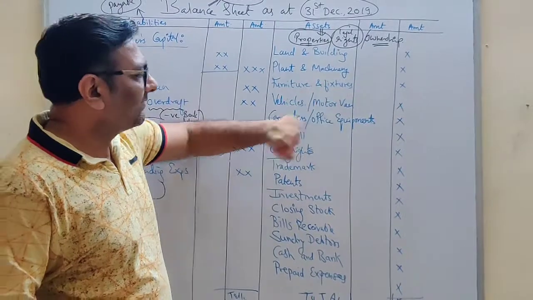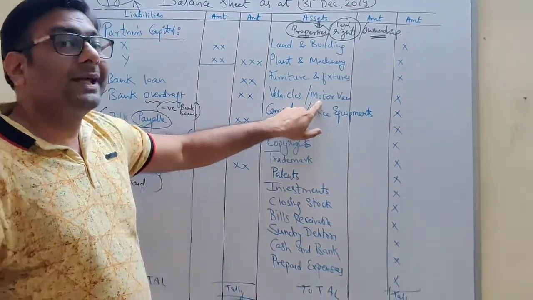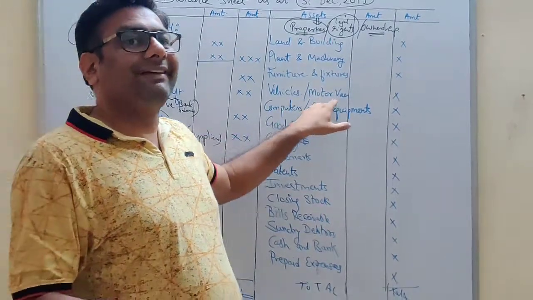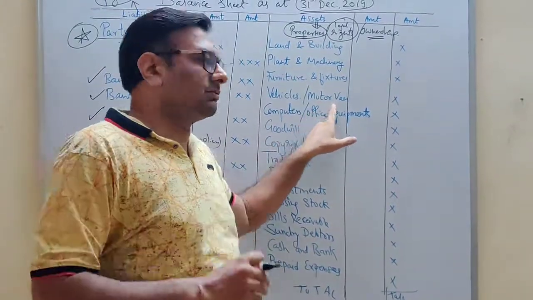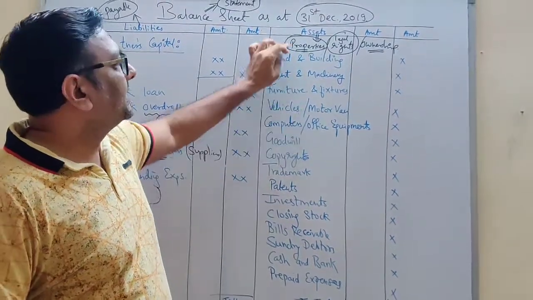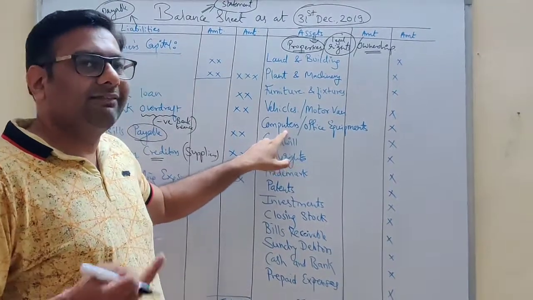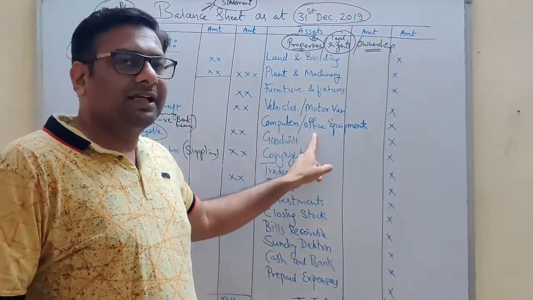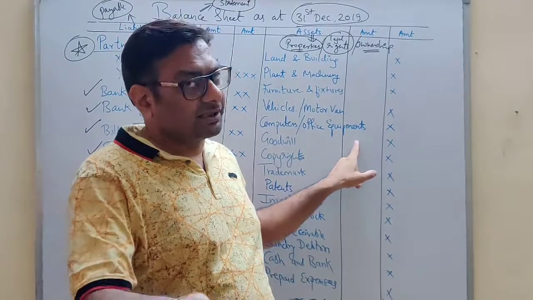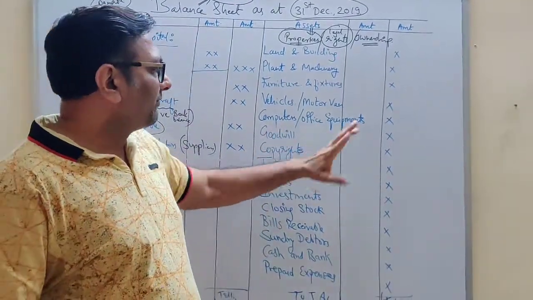So furniture and fixtures. Then we have vehicles, which may also be given as motor van or motor car in the question. So whatever motor car, motor van, vehicle we own is our property, is our asset. Computers we have, laptops we have. It may be given as office equipment in the question sometimes. So do understand both the words, computers or office equipment.